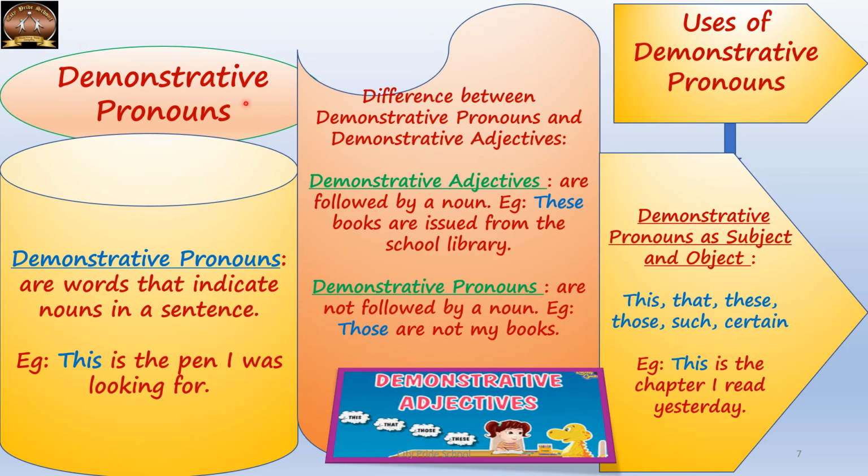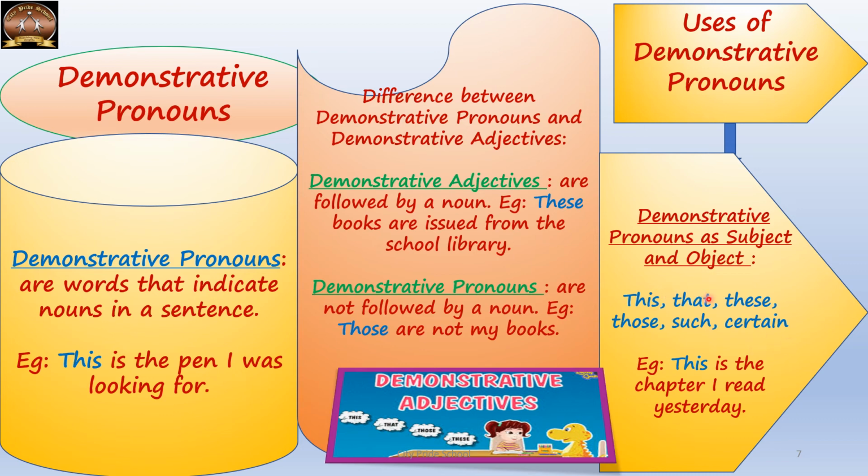Then the third type of pronouns are demonstrative pronouns. These pronouns help to indicate or point out towards a noun or nouns in a sentence. Like in this sentence, this is the pen I was looking for. Now this is pointing towards a particular pen. Now the demonstrative pronouns are this, that, these, those, such, and certain also.